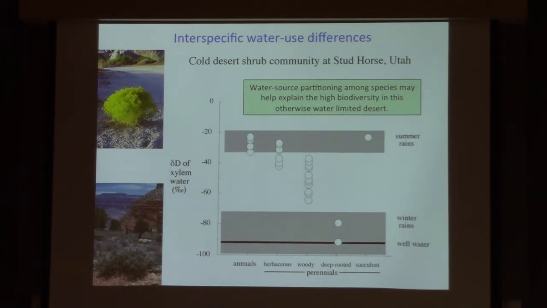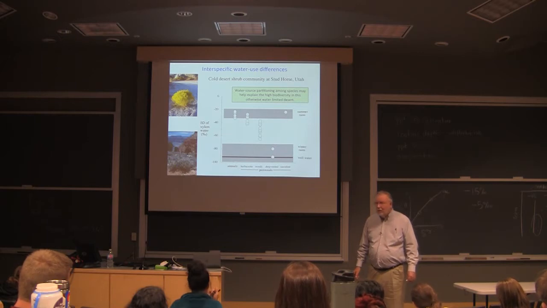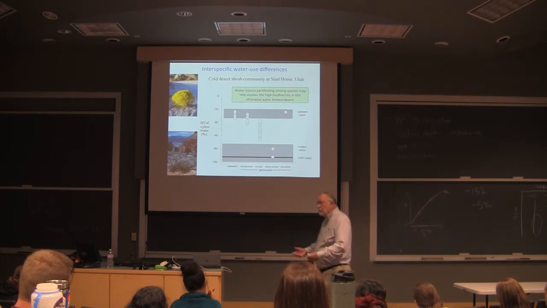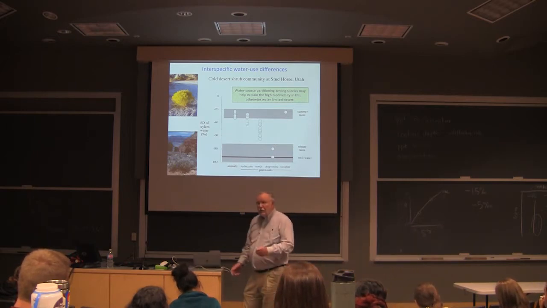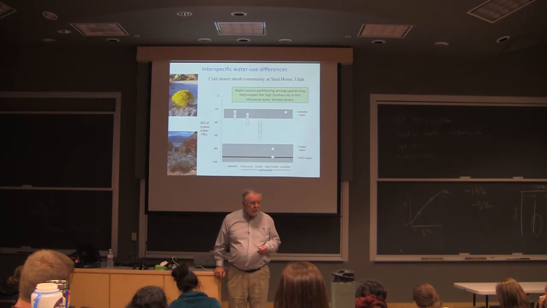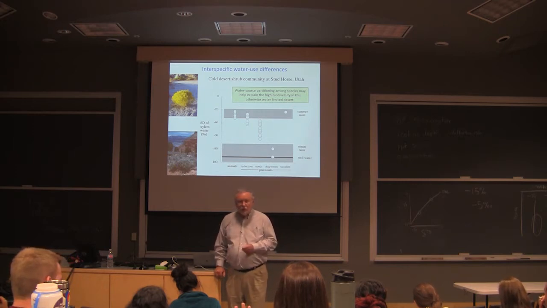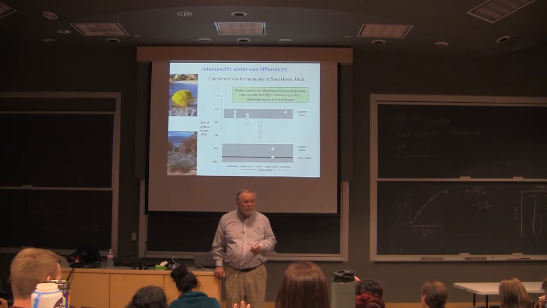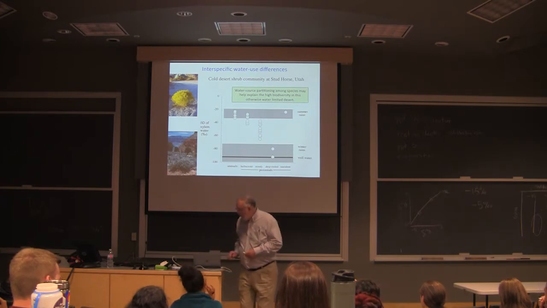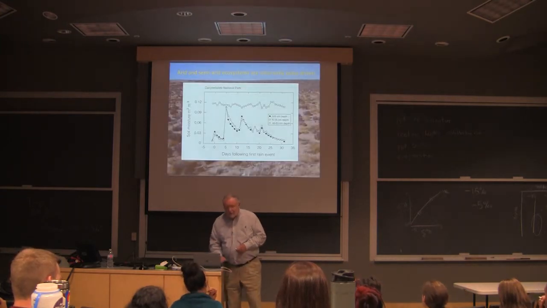So this shows that there's water source partitioning. This shows that you can have multiple species in the same area, and you can't, without looking at water sources, determine who is or who is not competing. So isotopes become a very useful way for you to begin to make that study.